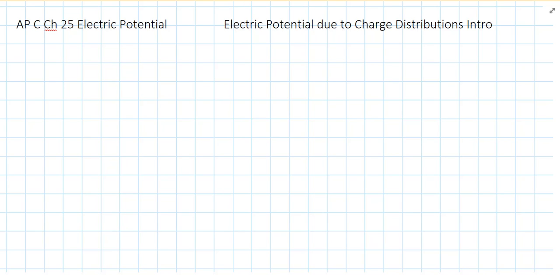Hey, folks. All right. For this intro, this is the last part of our unit, or our chapter, on electric potential. And again, otherwise known as voltage. Electric potential is voltage. All right.